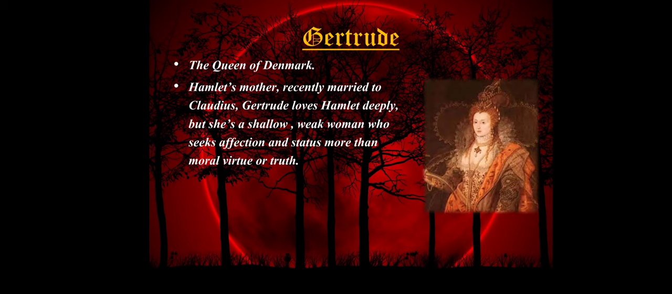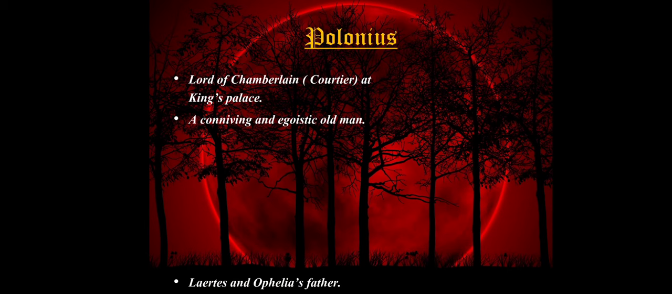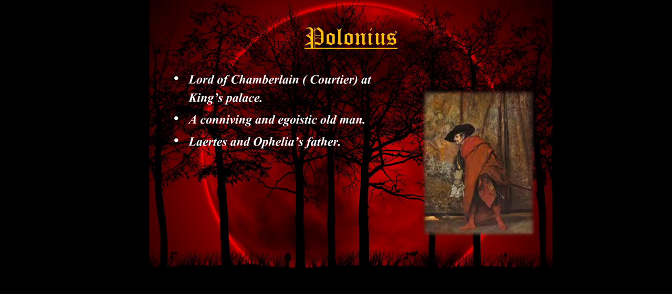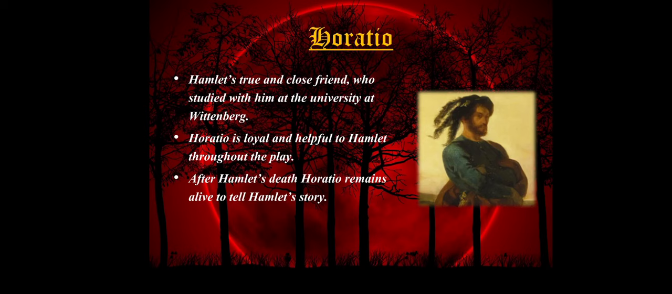Polonius, Lord Chamberlain at the King's Palace, a conniving and egoistic old man, Laertes and Ophelia's father. Horatio, Hamlet's true and close friend who studied with him at the university at Wittenberg. Horatio is loyal and helpful to Hamlet throughout the play. After Hamlet's death, Horatio remains alive to tell Hamlet's story.